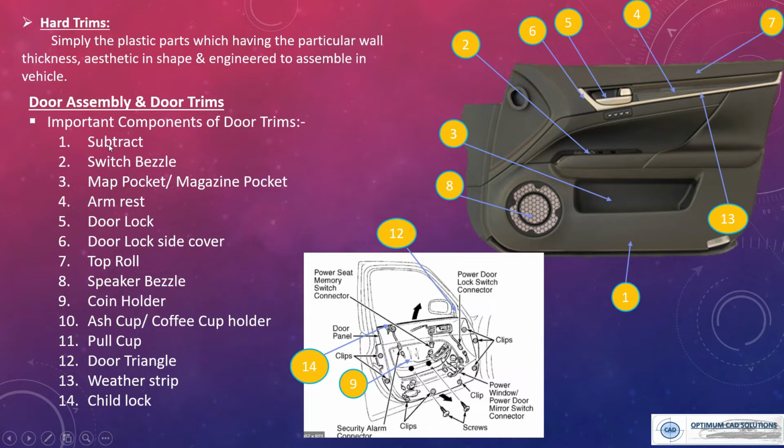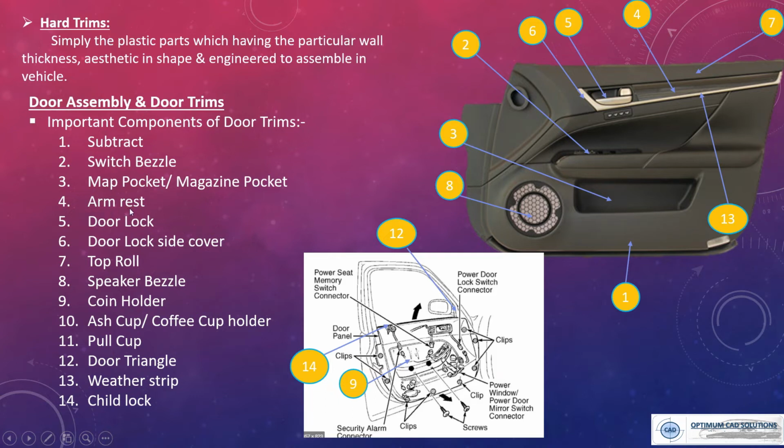The first one, that is the substrate. Substrate means overall the door trim, the plastic door trim. Next one, that is the switch bezel. So we can see here the different bezels or electrical control bezels designed on a door assembly. Then map pocket or a magazine pocket. To store some magazines, the pocket is incorporated into the door.